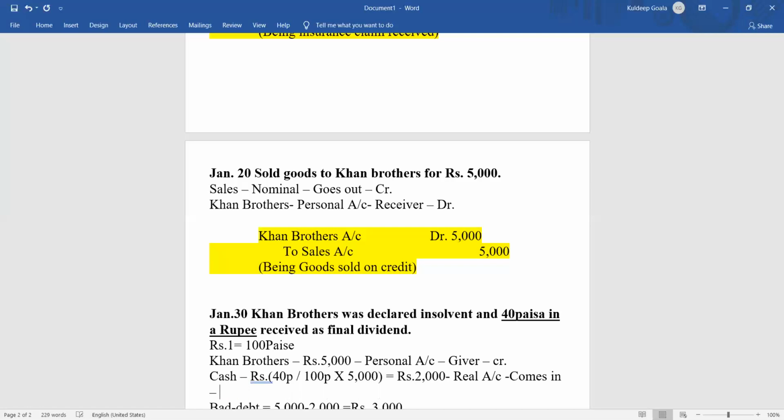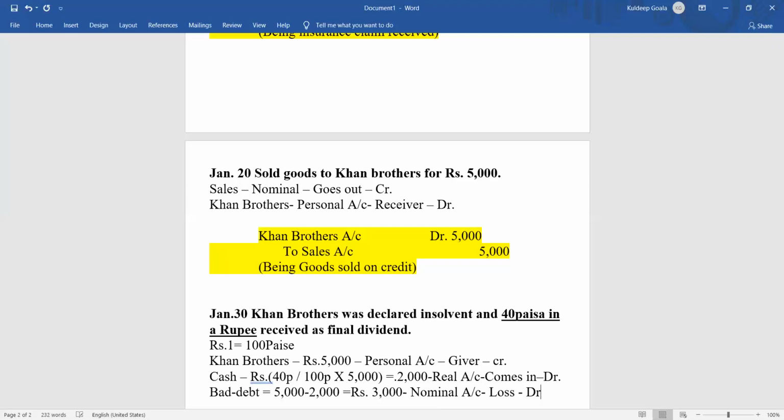Comes in will be debit. So ultimately what we are seeing here is cash is a real account, money is coming into the business, so it will be debit. Now bad debt is a nominal account, we all know that. And what is the rule for a nominal account? Debit losses and expenses, credit gains and income. So bad debt is a loss, so it will be debit.